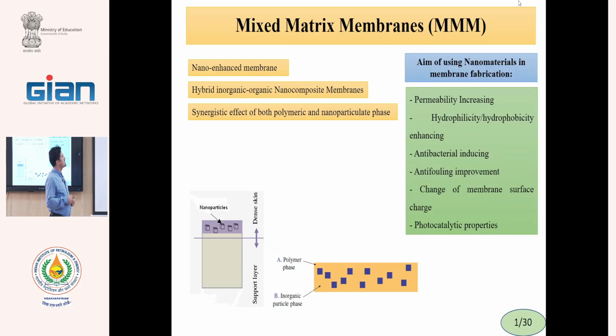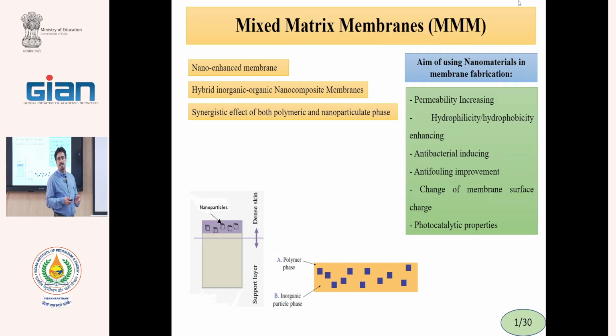The aims of using nanomaterials in membranes are increasing permeability, and increasing hydrophilicity or hydrophobicity. Based on the membrane, if we want to increase hydrophilicity, we must use hydrophilic nanomaterials, and if we want to increase hydrophobicity, we can use hydrophobic nanomaterials. Therefore, one of the important properties of nanomaterials is that we can manage the functionality. If we use a hydrophobic functional group, our nanoparticle will be hydrophobic.